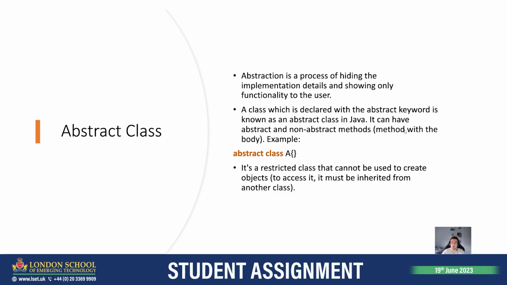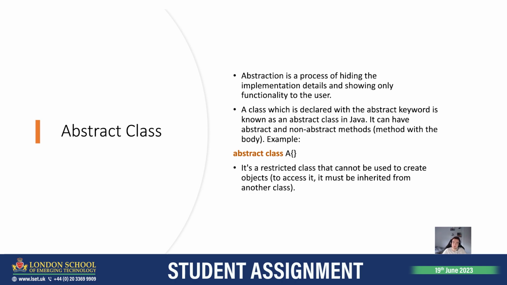And when I said that you can have abstract and non-abstract methods, what makes an abstract class abstract? It has to have at least one abstract method, and this is it. We can use non-abstract methods as well. It is a restricted class that cannot be used to create objects. To access it, it must be inherited from another class.